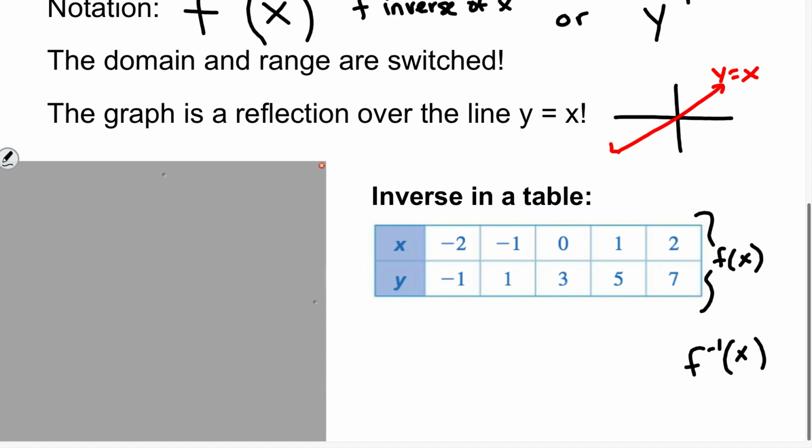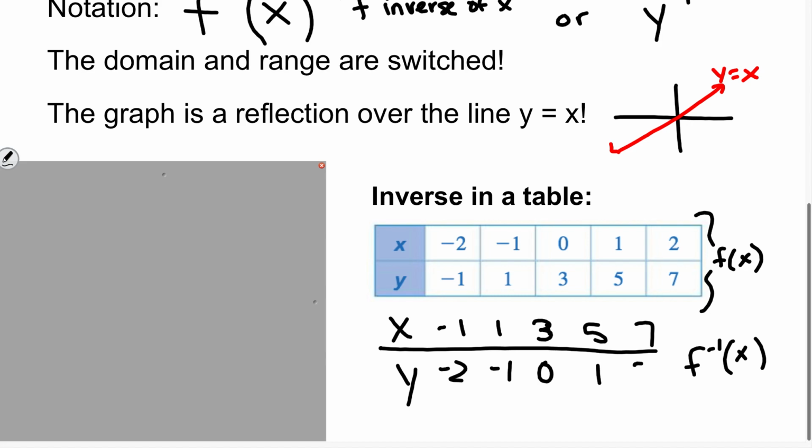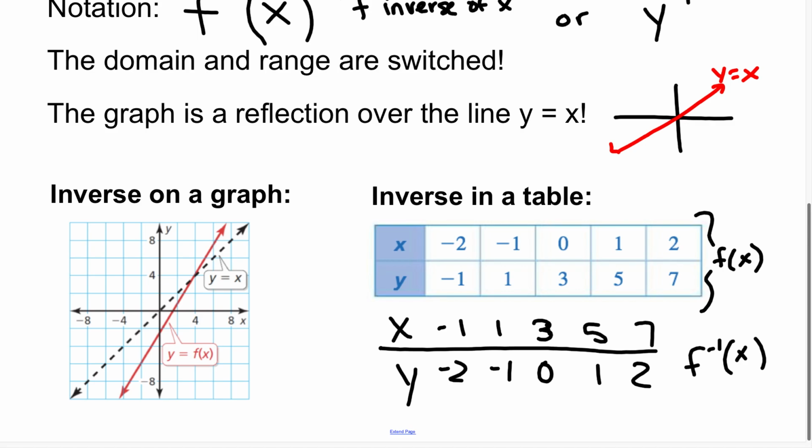Okay. I'll just name x and y, but I'll just move all the y's up to the top row. So I'll have x's that are -1, 1, 3, 5, and 7. And then I'll move all of the x's to the second row so they become y's. -2, -1, 0, 1, and 2. So that would be like finding an inverse in a table. It's just switching the x and y rows or columns. It's that easy. Suppose I gave you a graph.